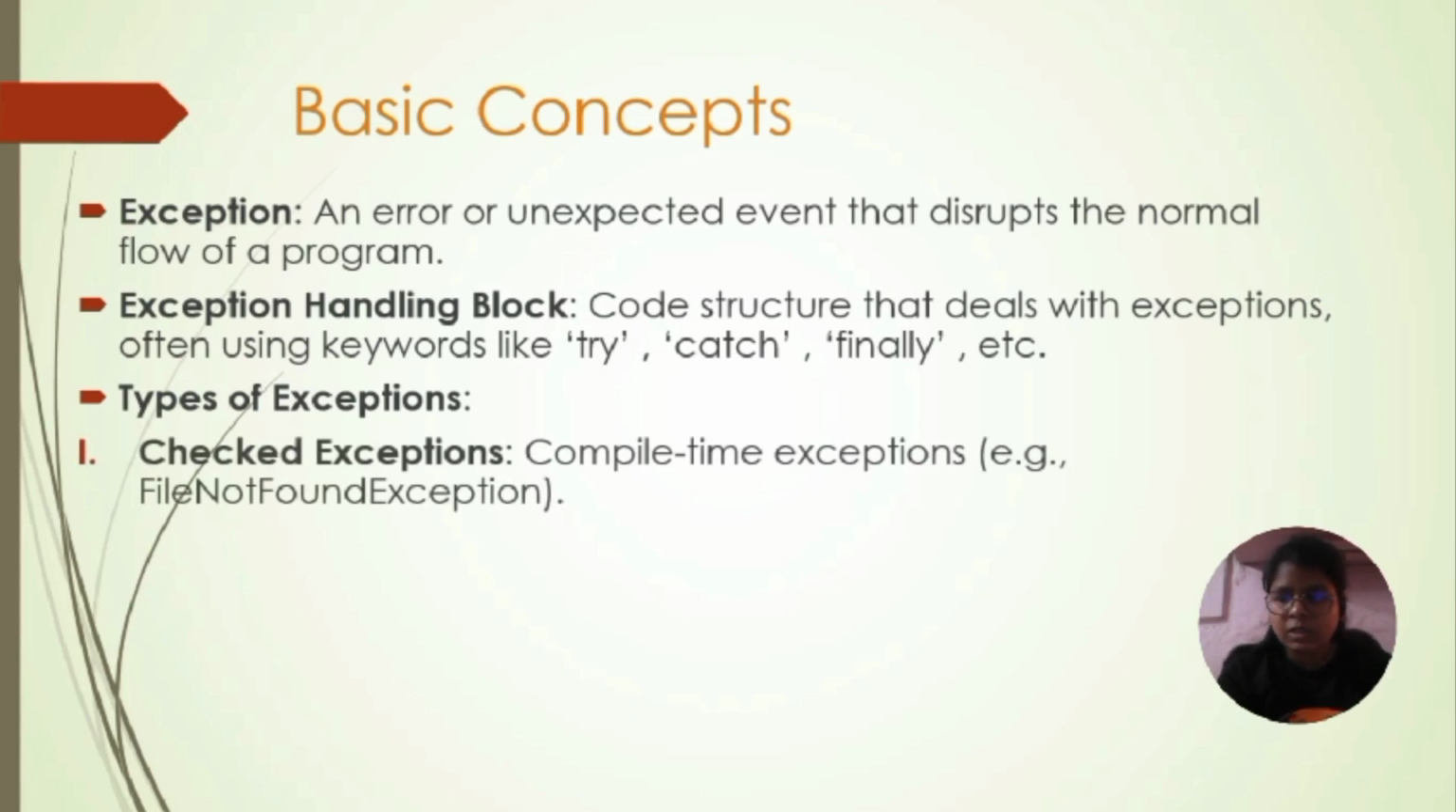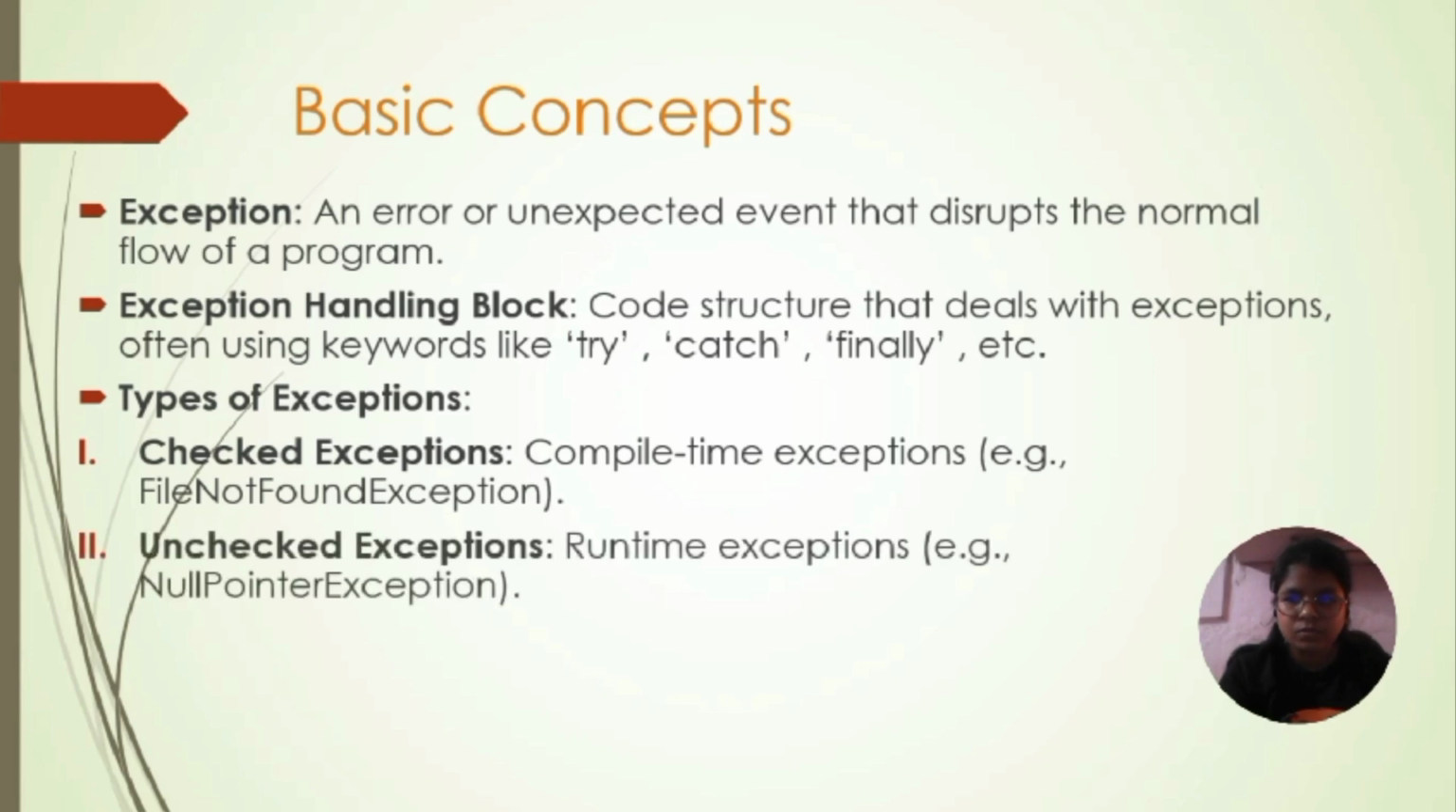Types of exceptions. Checked exception. This is a compile time exception. A compile time exception is an error that occurs during the compilation process of a program before it is run. If they are not handled, the program will not compile. Unchecked exception. This is a runtime exception. Runtime exceptions are not checked at compile time. Often runtime exceptions indicate flaws in the program logic, such as accessing an array with an invalid index or performing an illegal operation.